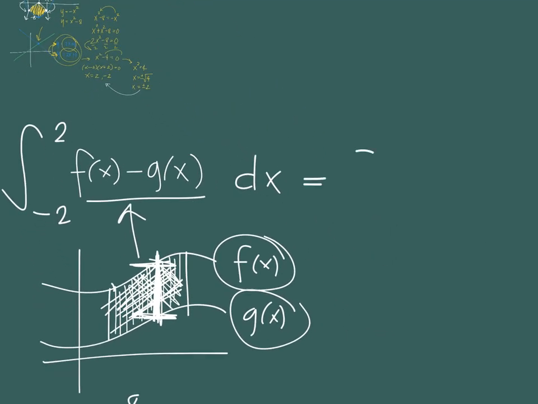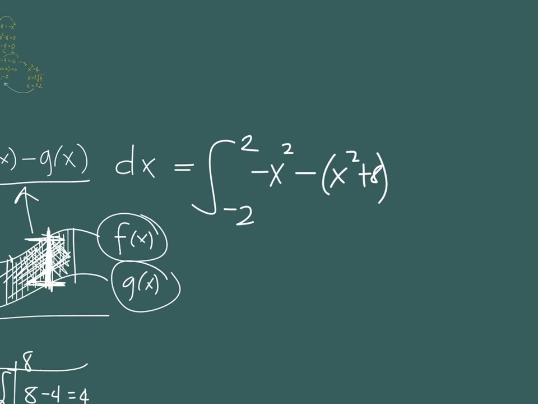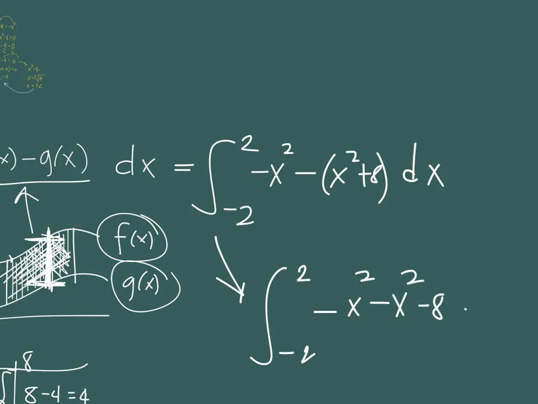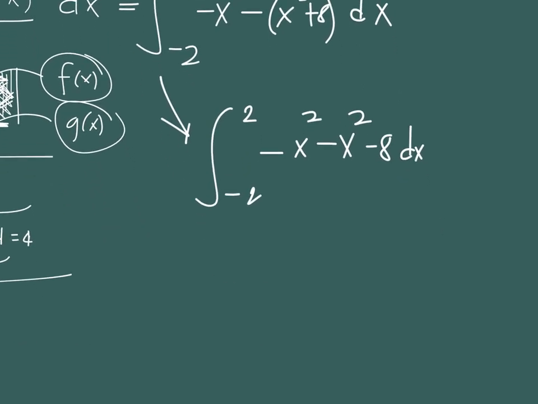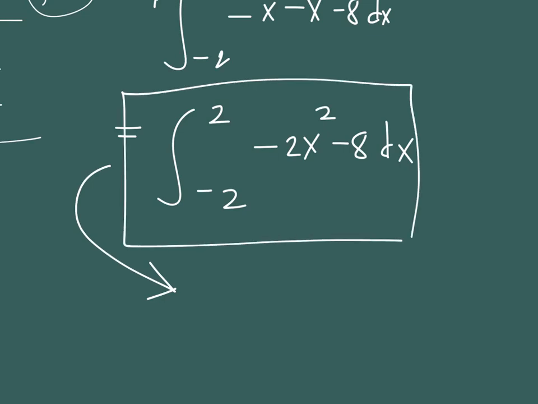Negative x squared. So you proceed from negative 2 up to 2, and then you start with negative x squared. Then you subtract the one below, which is x squared plus 8, and then you have the dx. And then proceed. If you can simplify, then you simplify. This becomes negative x squared minus x squared minus 8, and you have negative 2 up to 2, negative 2x squared minus 8, and then dx. I'll leave this to you for a while. Find the integral from negative 2 up to 2 of negative 2x squared minus 8.